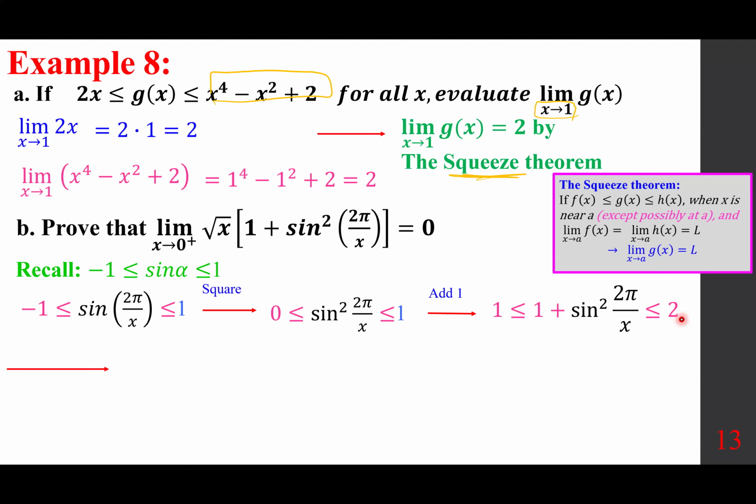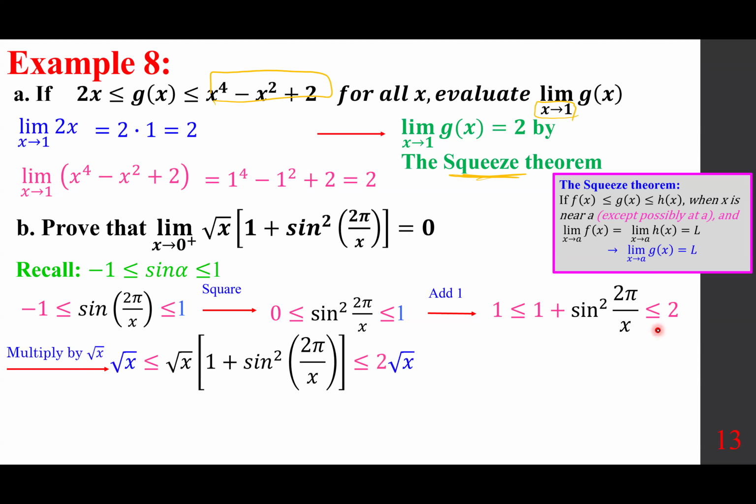What's the next one? We want square root of x. Recall when we multiply an inequality by a negative number, it flips over. However, we know this is positive because it's square root of a number larger than 0. So we can multiply by square root of x, and these signs remain unchanged. Now we have this expression. Take a look. This expression we were looking for is identical.